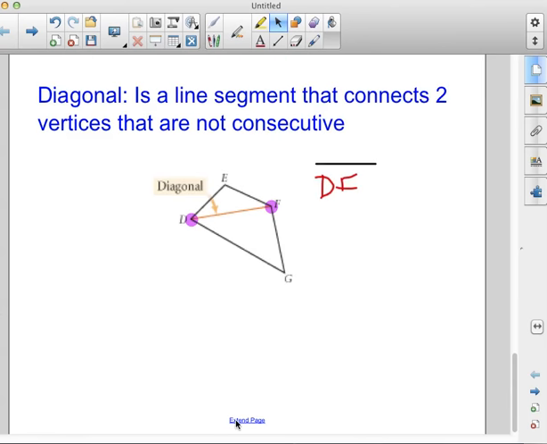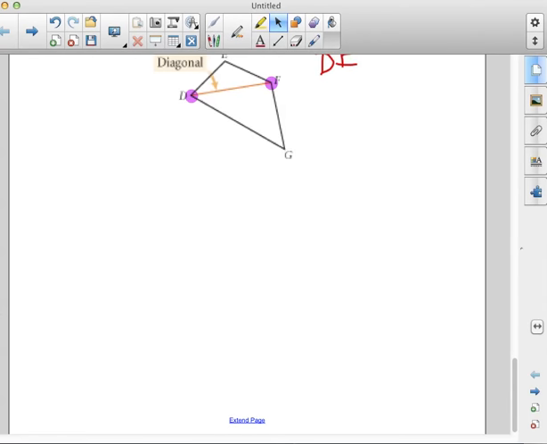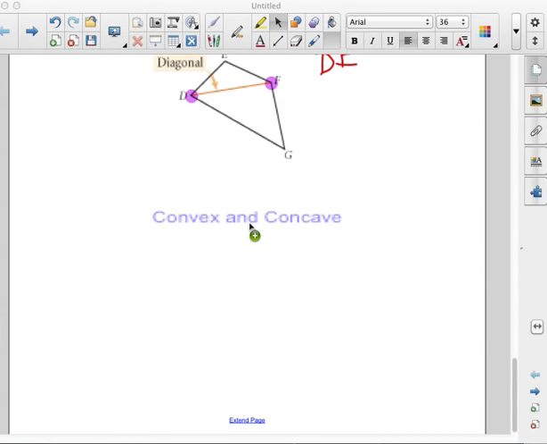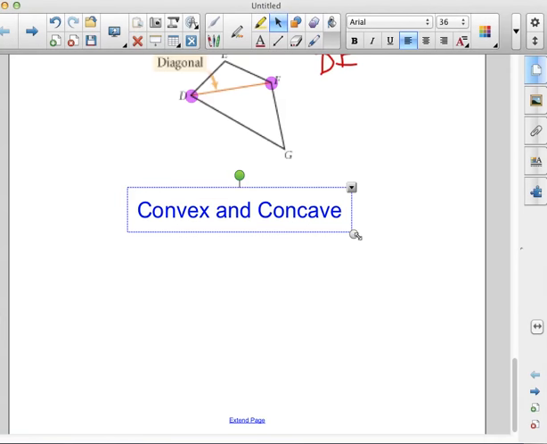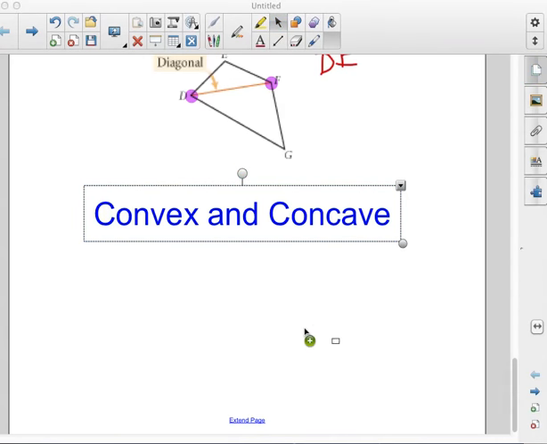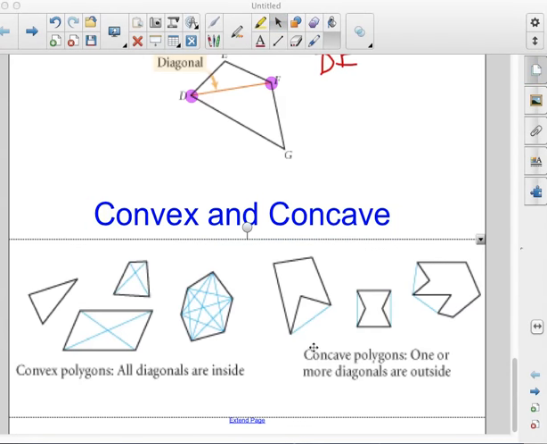Now, why are diagonals important? Why do we need to know how to identify them? Because now we have special kinds of polygons, which are called convex and concave. They're pretty easy to remember. Let me show you a picture of what they look like. Here on the left, we have convex polygons. In convex polygons, all the diagonals are inside. In a concave polygon, one or more of the diagonals are on the outside.